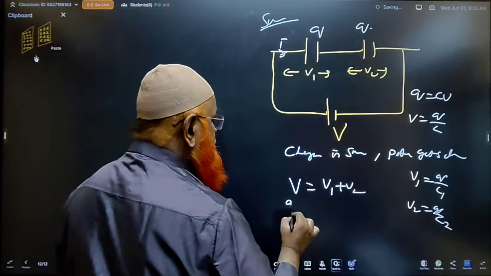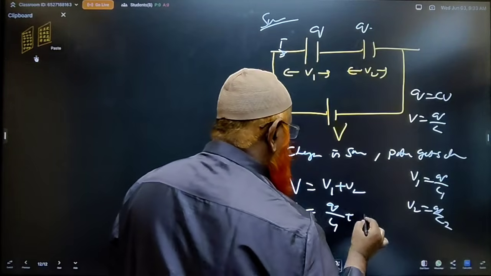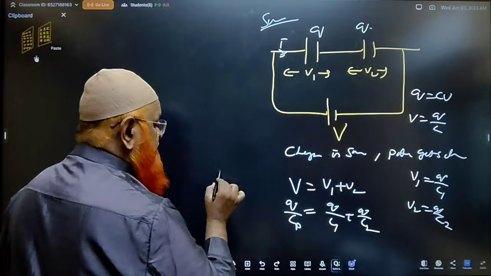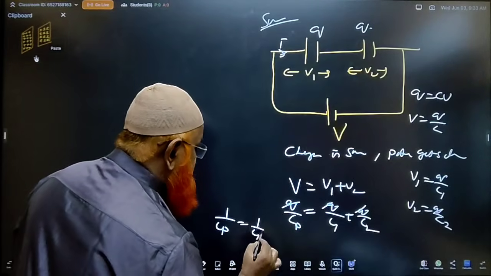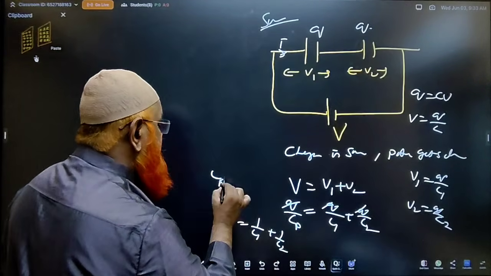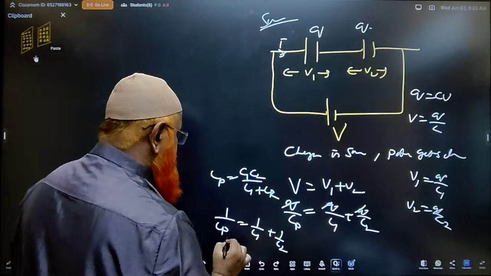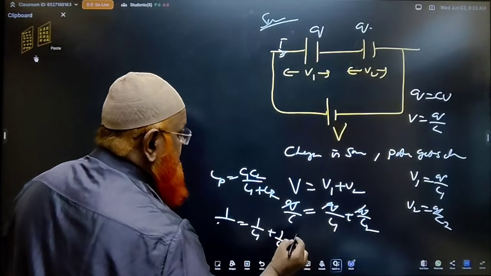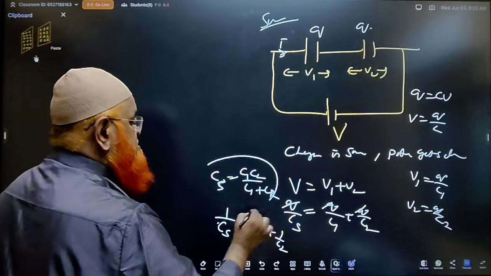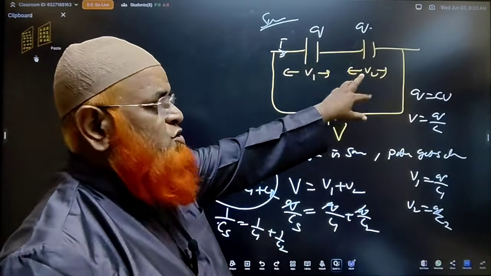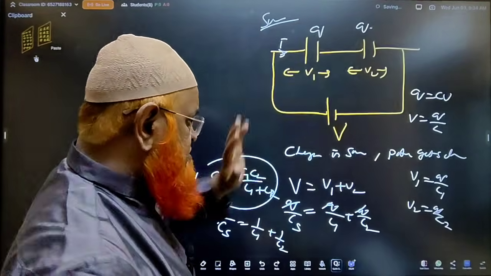So V is going to be Q by C series. Okay. Here this is Q by C1 plus Q by C2. Therefore Q gets cancelled. 1 by C series connection is 1 by C1 plus 1 by C2. This can be taken as C series is equal to C1 C2 by C1 plus C2. Sorry, this is series connection, not parallel. I'm sorry. Series connection, C series. Okay, this is the formula for C series connection, C1 C2 by C1 plus C2. Whereas in resistance it is R1 plus R2; here it comes reverse.